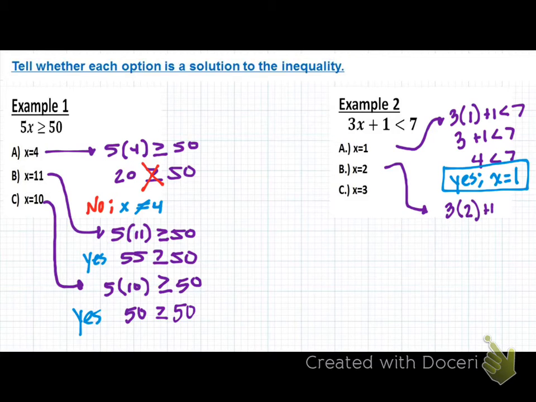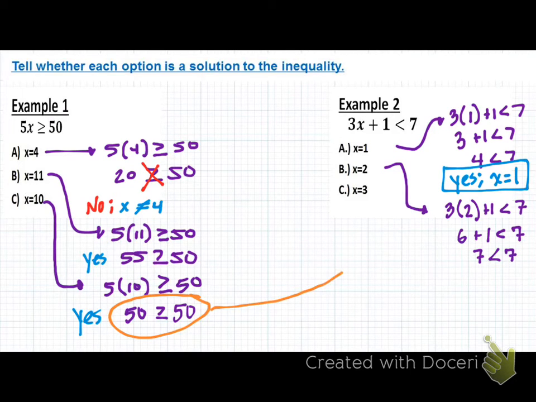Putting 3 times 2 plus 1 is equal to 7. 3 times 2 is 6. 6 plus 1 is less than 7. Is 7 less than 7? Now this one's like this last one you see right here. This one's different, right? Even though you have the same number on both sides, we can't say that because there's no equal sign here. So logically, is 7 less than 7? No, we don't like that. So we'd say no, x is not equal to 2.